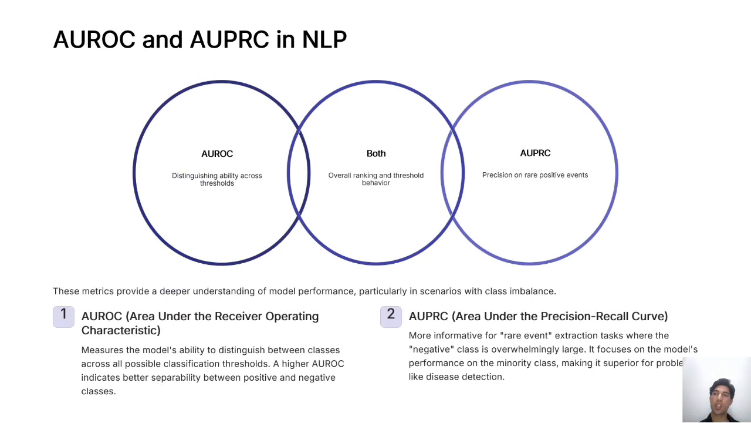Then we have the area under the receiver operating characteristic curve and the area under the precision recall curve. Basically, both of these evaluation metrics are areas. The first is the area under the receiver operating curve, which is basically a plot between the false positive rate and the true positive rate, and the area under that curve. The higher that area is, the better the separability between positive and negative classes. And the area under the precision recall curve tells us about the precision on rare positive events.